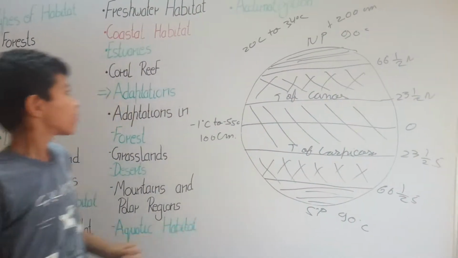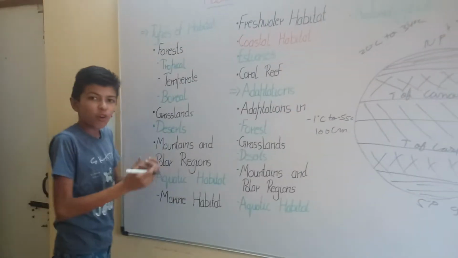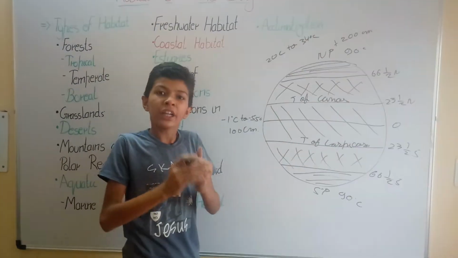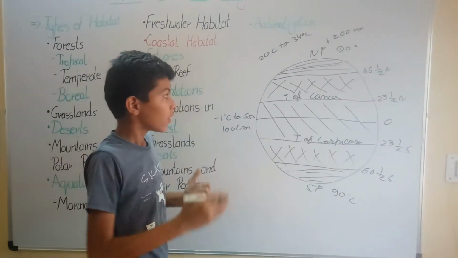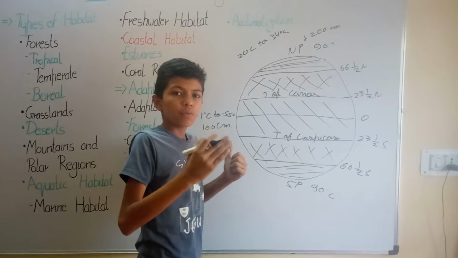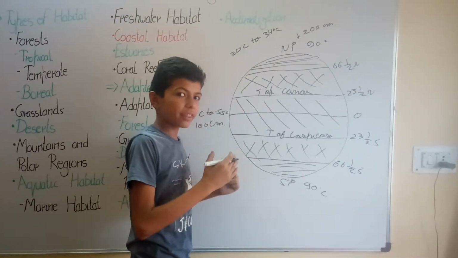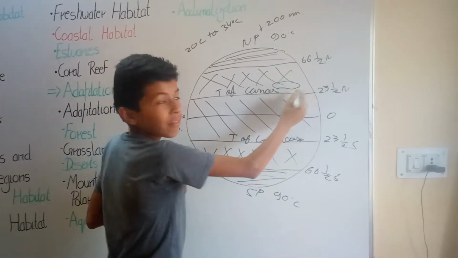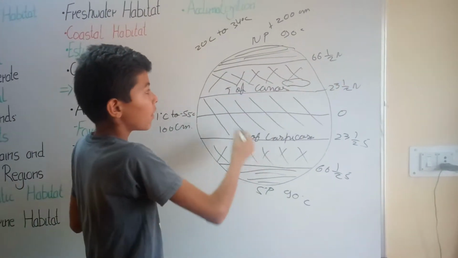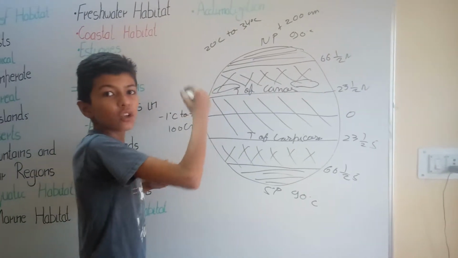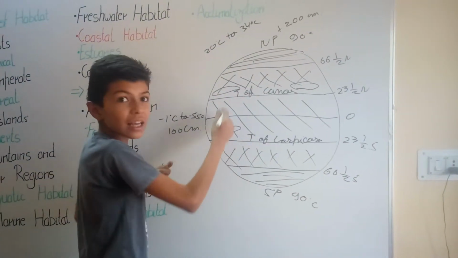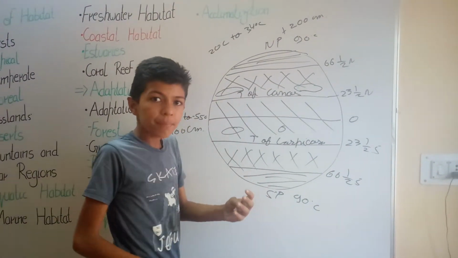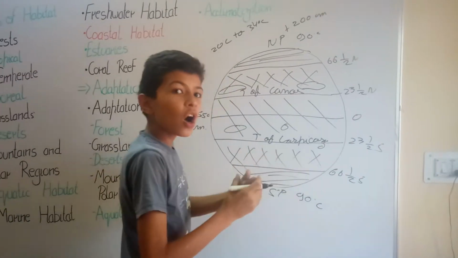Now we have the grasslands. What are grasslands? Grasslands are the areas dominated by grasses. The types of grasslands found on our Earth are steppes in Russia, prairies in North America, pampas in South America, veld in South Africa, and the downs in Australia.